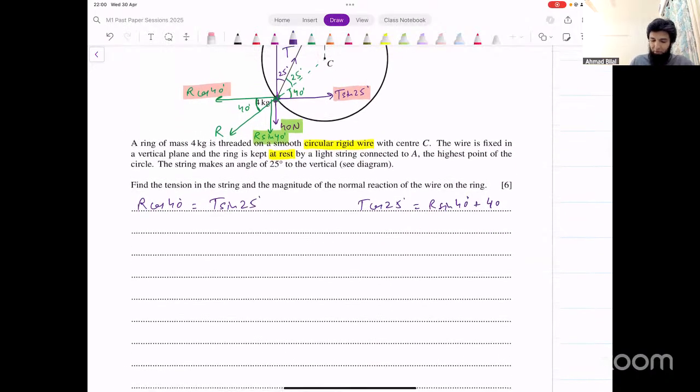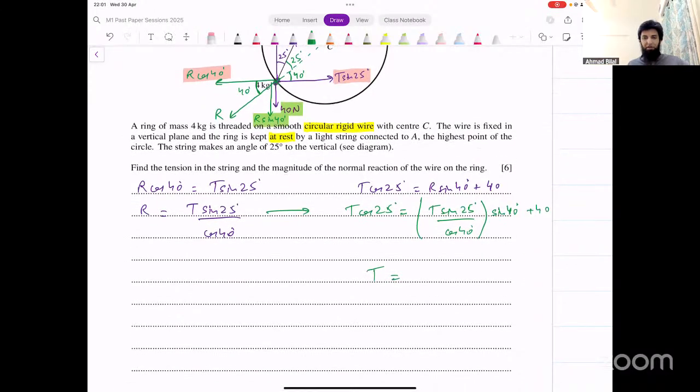So what I can do is I can say, let's make R the subject from the first equation, maybe. It becomes T sine of 25 divided by cos of 40. Input that in the other equation. So that gives us T cos 25 equals R, which is T sine 25 over cos 40 times sine 40 plus 40. And that will give you the value for T. You can see what that turns out to be. What's the value of T that we get from this?